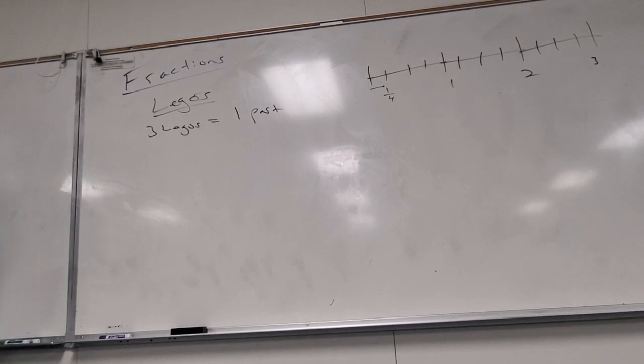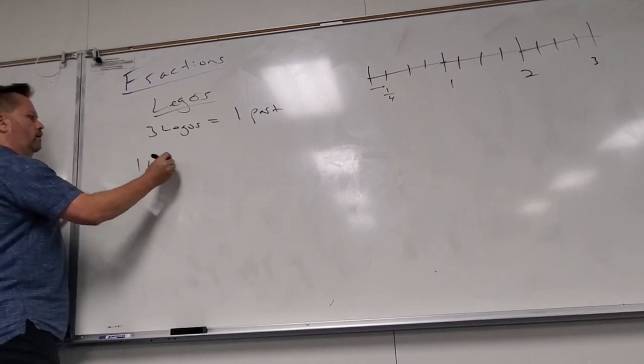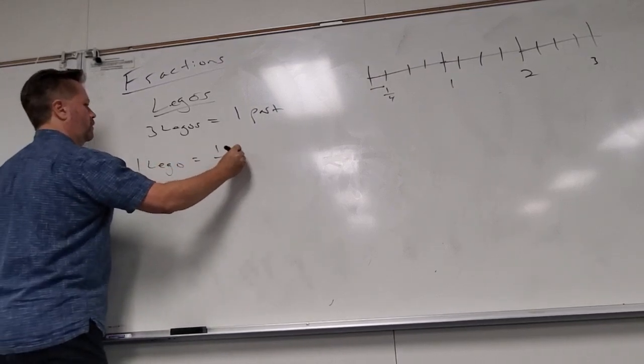And again, you could actually bring in Legos. You can have the little parts and put them together. So if I say, oh, look, you only got 1, how many are you missing? I'm missing 2. So you got 1 out of 3. So 1 Lego would be 1/3 of a part.